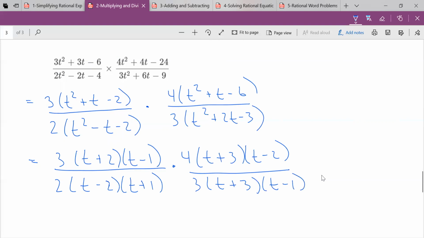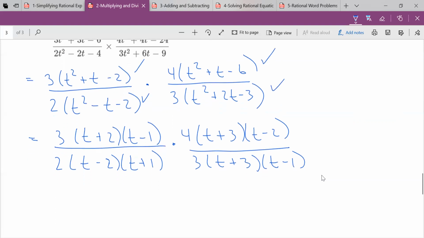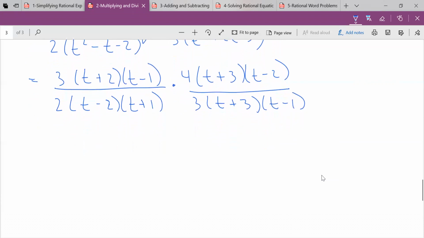I'm checking the first term. t times t is t squared, minus 1t plus 2t. Boom, factored it correctly. And I'm doing that on every single one. You're not hearing me do it, but you can trust me that I'm actually doing it in my head every single time. I checked it. Please check your work. You might as well. It tells you if you got this right or wrong.